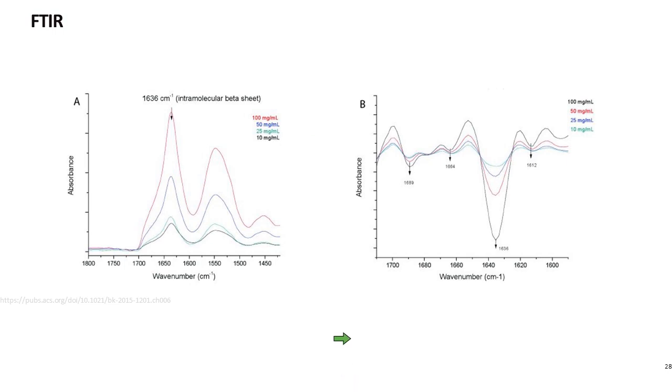This is the FTIR spectra of the protein, and again, the main peak here is shown at 1636, which corresponds to an intramolecular beta sheet. And this is just a second derivative spectrum, which picks out more peaks that again confirm that this is a predominantly beta sheet protein, with beta turns.